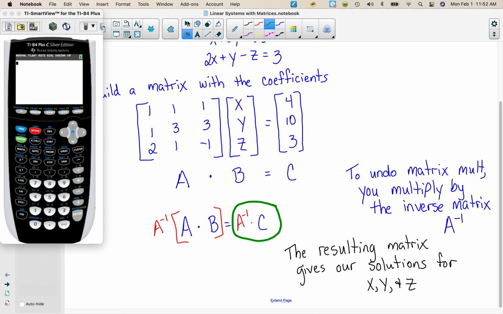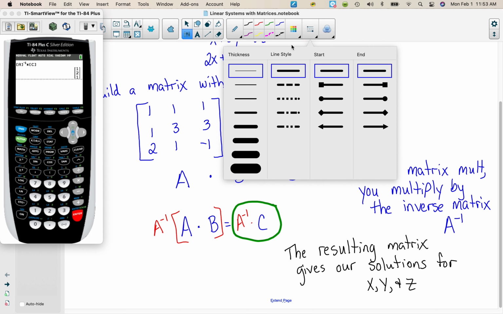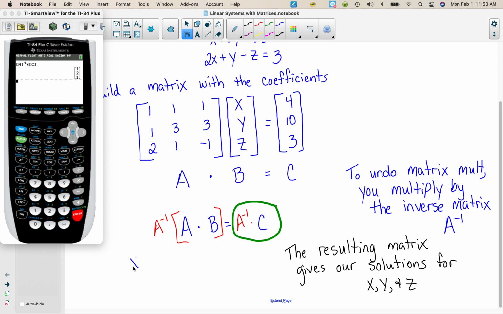So I'm going to type in second matrix, and I want matrix A, so I'm going to choose matrix A, but I want the inverse. So you hit the inverse key, which is right here, and it puts a little -1 there, times matrix C, so I go get matrix C, and I hit enter, and there are my answers. So this tells me that my answers, remember this was x, y, z, x equals 1, y equals 2, z equals 1. Pretty cool.